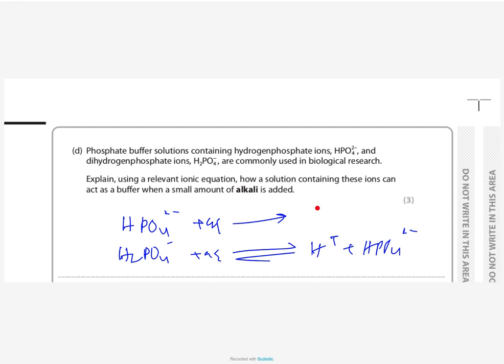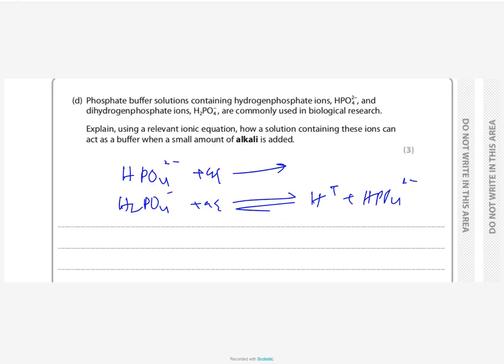But anyway, the OH minus will combine with the H plus to form water. That's the main equation. So the first point here should be: the mixture will contain a larger concentration of both phosphate ions and hydrogen phosphate. Can you see? It has phosphate ions and hydrogen phosphate. The mixture contains a large concentration, or large reservoir, of phosphate and hydrogen phosphate ions.